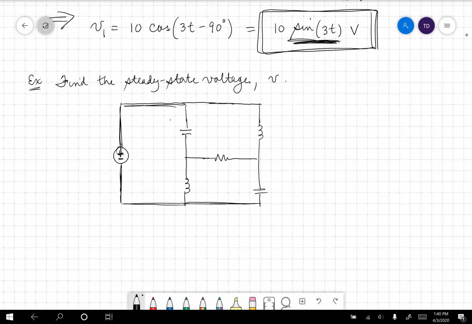This capacitor value is 1/4. This inductor value is 1/4. This inductor over here is 1/4. This capacitor is 1/4. And the resistor in the middle is 1. So some nice, easy numbers to work with. And this is 2 cosine of 8t. And the voltage that we want is this one right here. I want to find that voltage. So let's go ahead and get that circuit down.